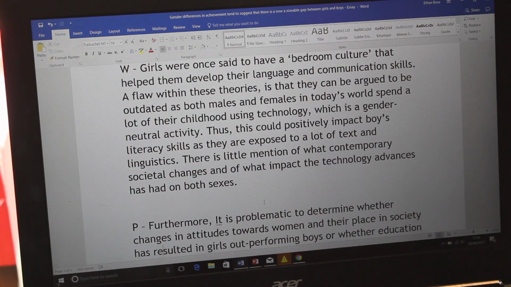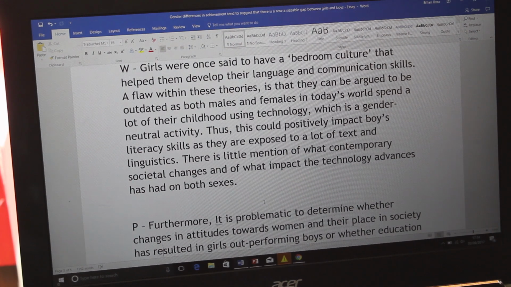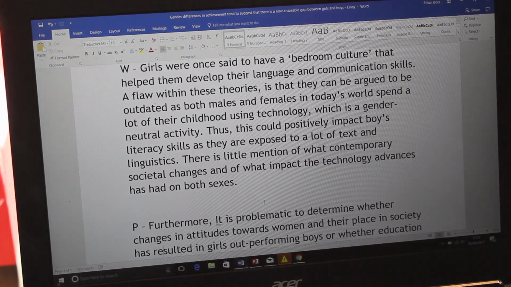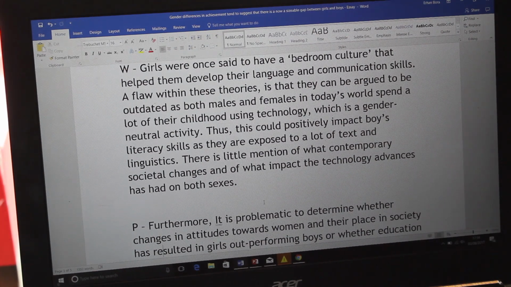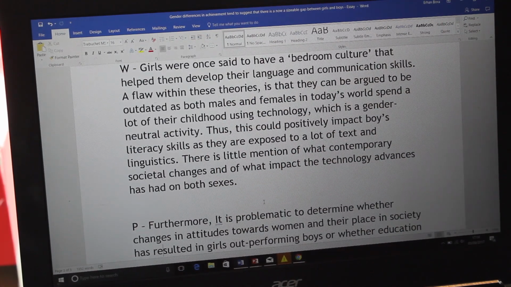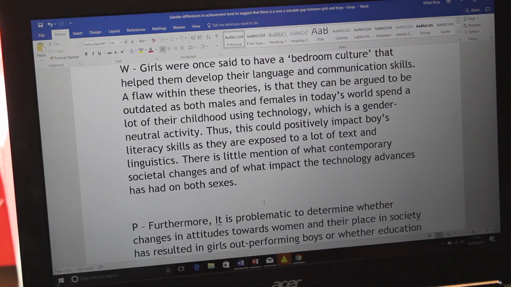Now for weakness, girls were once said to have a bedroom culture that helped them develop their language and communication skills. Again, it's another theory that girls were said to have better language and communication skills because of their whole bedroom culture of playing with dolls, interacting with other girls, whereas boys would be out in the field playing football and sports, what have you. But a flaw within these theories, about the whole theories that I've covered so far, is that they can be argued to be outdated, as both males and females in today's world spend a lot of their childhood or time using technology, which is a gender neutral activity.